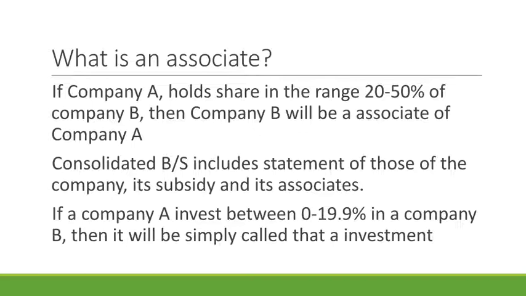See, if you purchase more than 51% of a particular organization, you are the owner of it. If you purchase between 20 to 50%, you are an associate. If company A has purchased the shares of company B in the range of 20 to 50%, we can say that company B is an associate of company A. It is known as an associate. And if you purchase shares between 0 to 19.9% in a company, then it will be simply called an investment, nothing else. This is a major difference which you must understand about an associate.